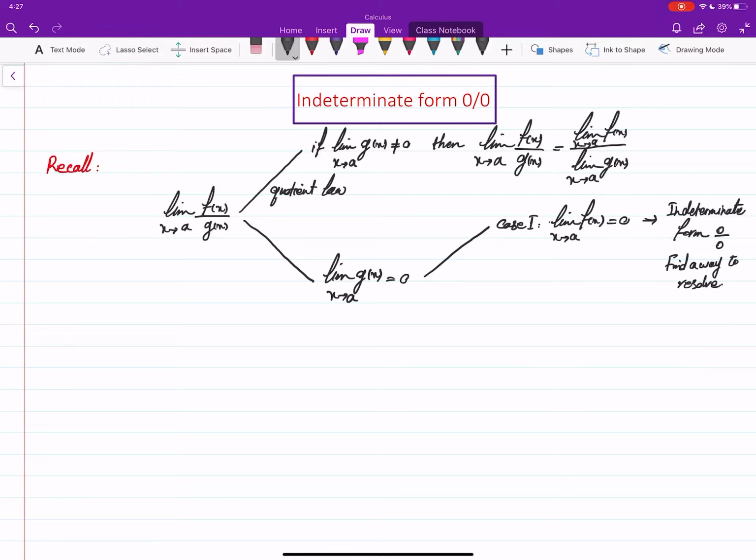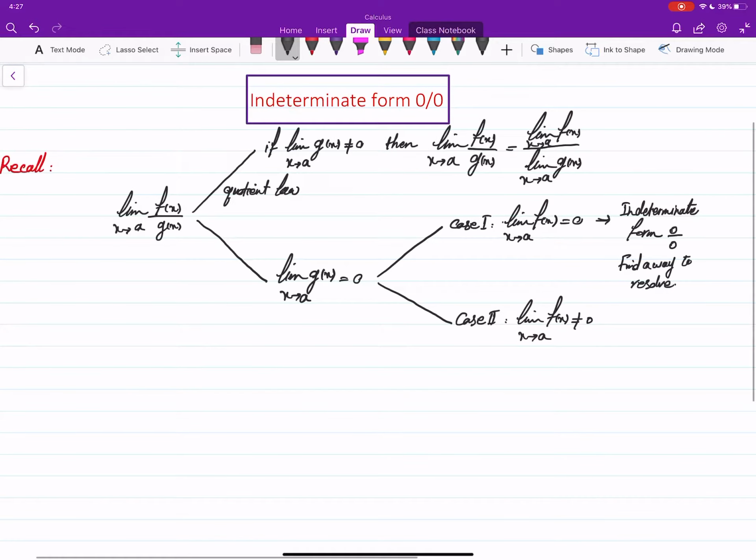Because 0 over 0 is not a number. I cannot say if the limit exists, and I cannot say if the limit does not exist. So you have to find a way to deal with this case. Just to have a complete chart, there is another case in which the limit of the numerator is not 0. When the limit of the denominator is 0 and the limit of the numerator is non-zero, in that case you can conclude that the limit of f of x over g of x, as x goes to a, does not exist.